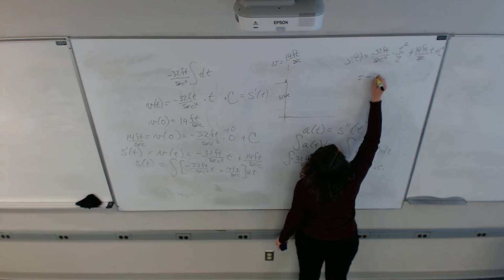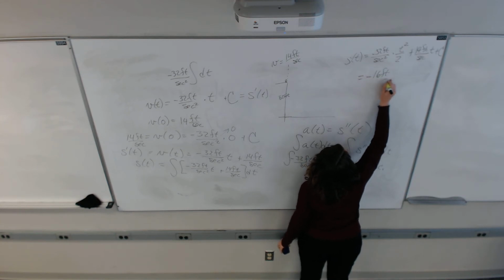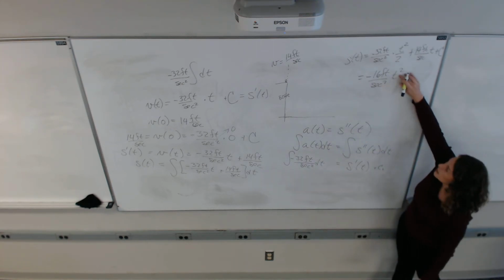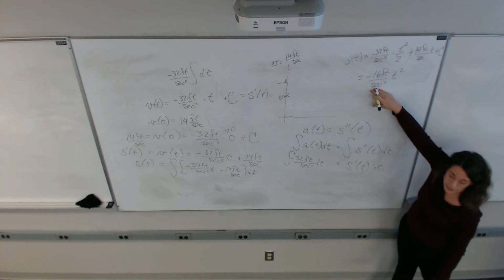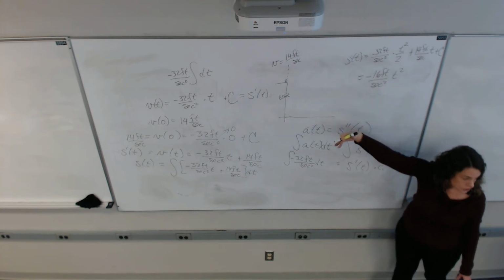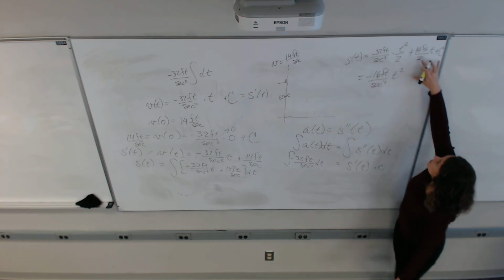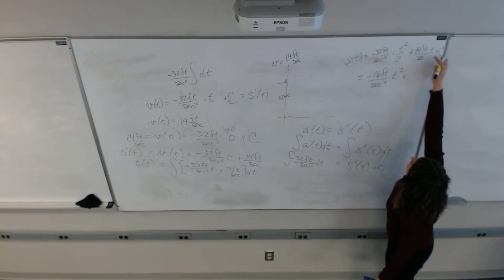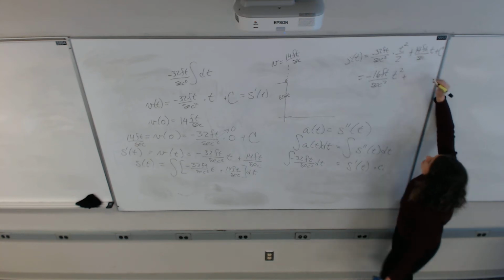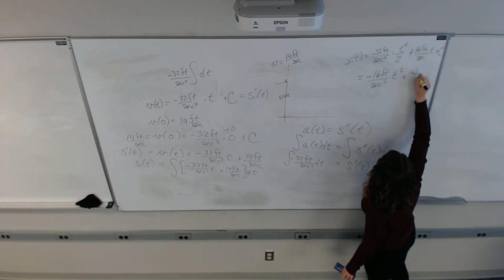So this gives me negative 16 feet per second squared, t squared. Notice the units will work. Time will be second squared, which will cancel second squared. It'll give me feet. That's what position should be. And then this one, feet per second times seconds should give me feet. So the units work, so you can feel pretty confident it's correct.